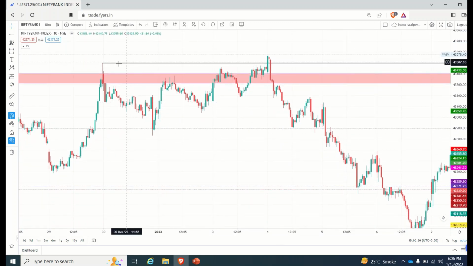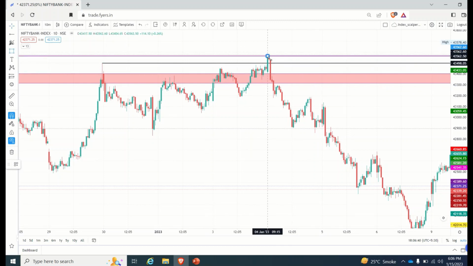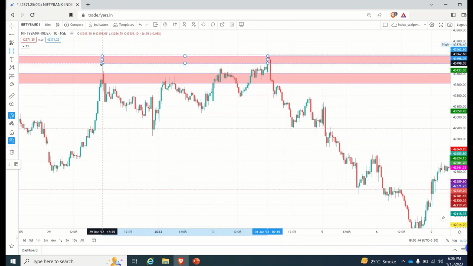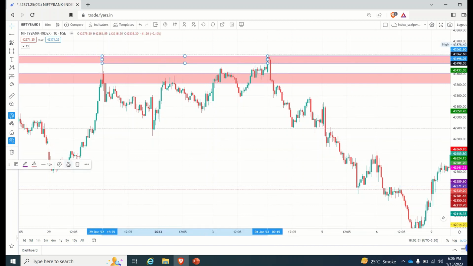Now, 43,500, you just mark this, and because it tried to give a breakout and a false breakout, you can mark another line over here as well. This is another range. You can either go for another order block. So this is a kind of order block, where they have placed their positions that got a rejection, got retested, false breakout, then again a sharp fall.